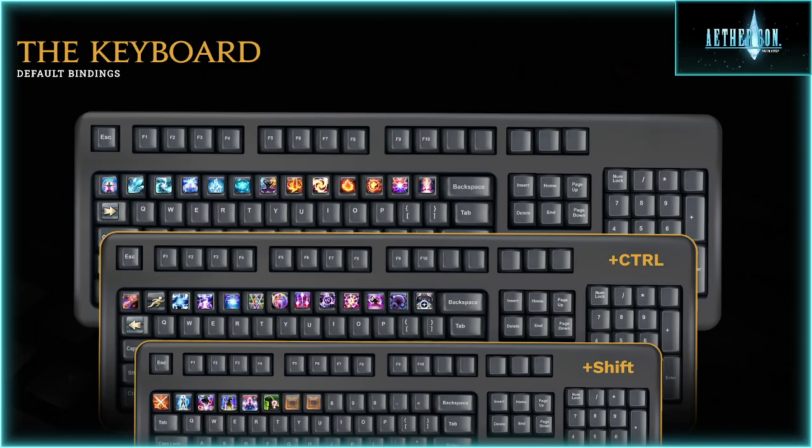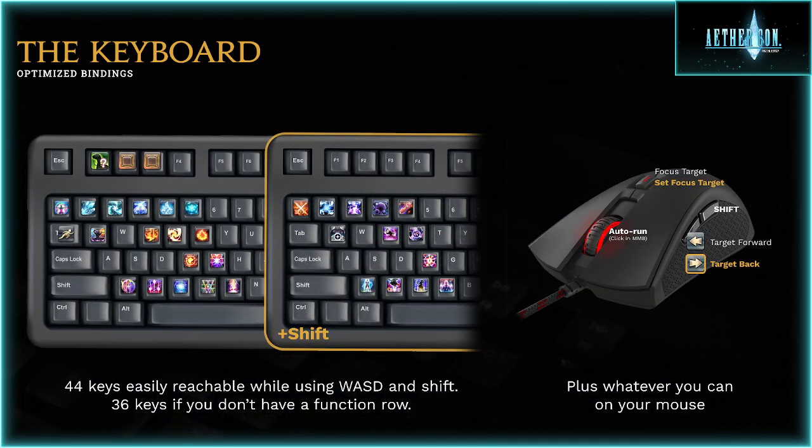And so what we're going to do is utilize the space around your WSD more efficiently and put the abilities something like this. You have 44 keys that are easily reachable and 36 if you don't have a function row. And if we take advantage of our mouse, then we can actually put the shift modifier on the mouse.